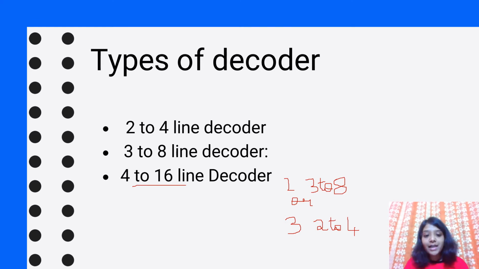So now I'll explain 2 to 4 line decoder in detail. That is, I'll include the logic diagram, the block diagram, and the truth table. Similarly, for the other decoders, it will follow along the same way.